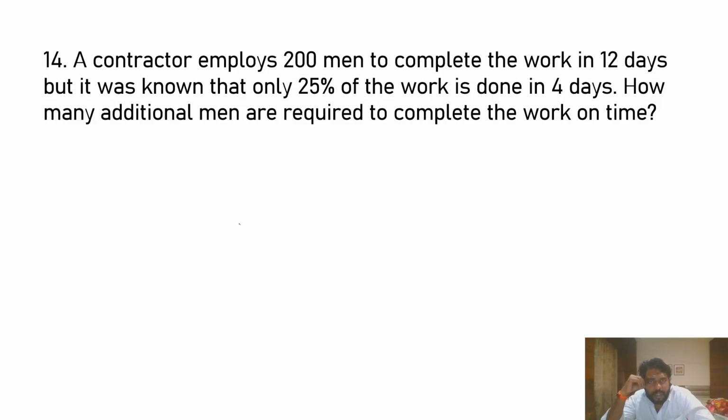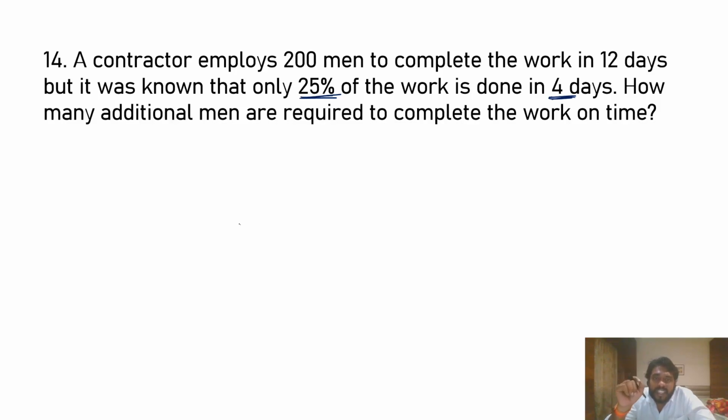So you had employed 200 men, but after 4 days you reviewed the work and got to know only 25% of the work is completed. So in 4 days, if 25% is completed, obviously in 12 days you are not able to complete 100% of the work. Correct? Because 25% is nothing but 1/4 of the work. 1/4 of the work takes 4 days, so 100% of the work will take 4 times 4, which is 16 days. But you don't have that much time now. You need to complete in 12 days.